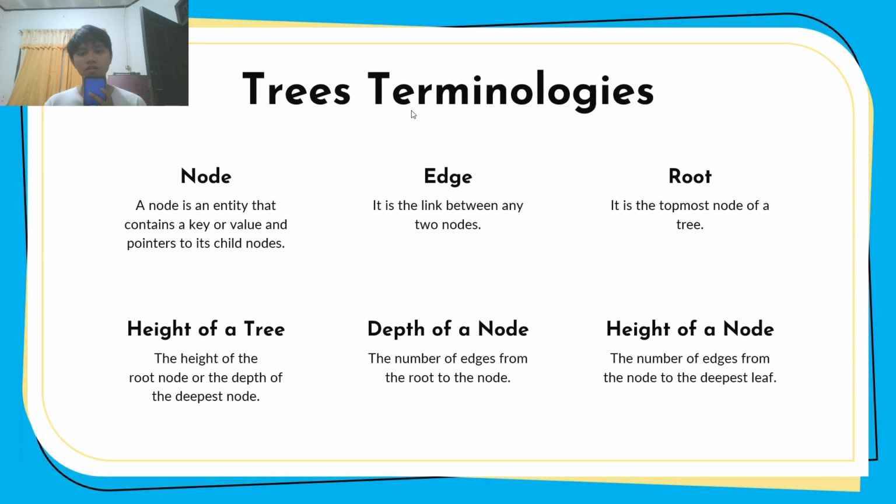Okay, next. There are lots of tree terminologies, like node, an entity that contains a key or value and points to its child nodes; an edge, a link between any two nodes; and root, the topmost node of a tree. The height of a node is the number of edges from the node to the deepest leaf.